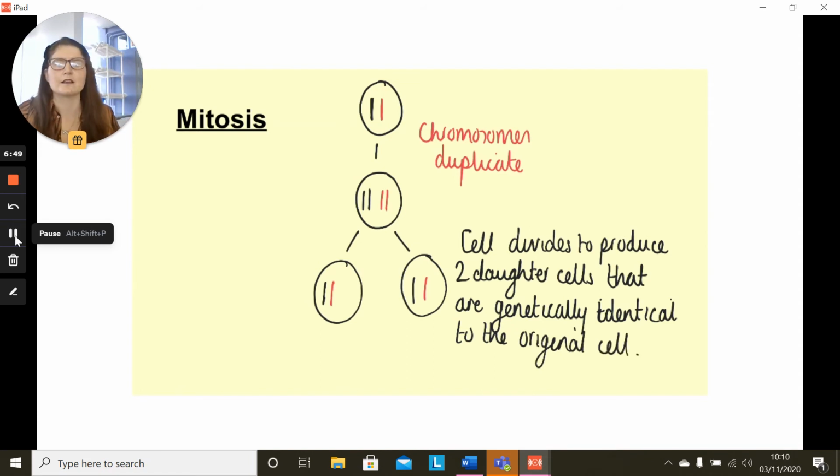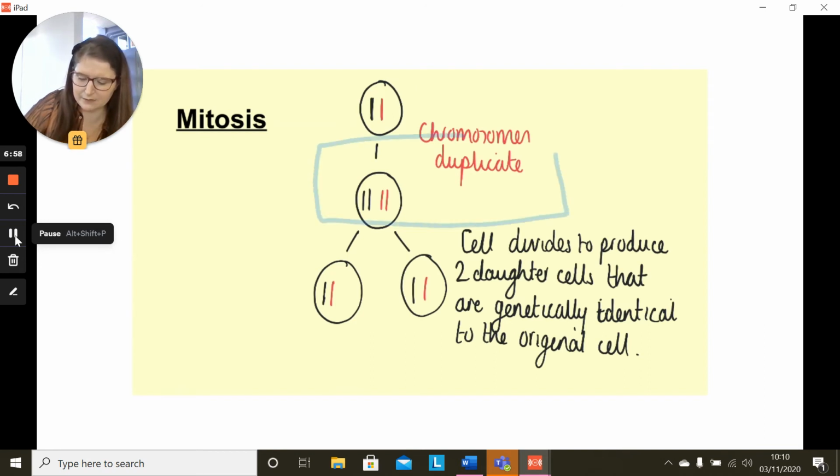Also can be called the mother cell. In the exam, okay, they like to skip this part out. This bit that I've highlighted. In the exam, they don't like to show you that bit. They don't like to show you the chromosomes dividing, no, multiplying.